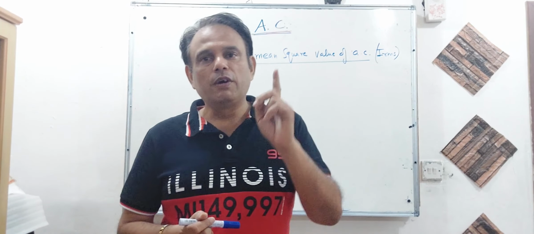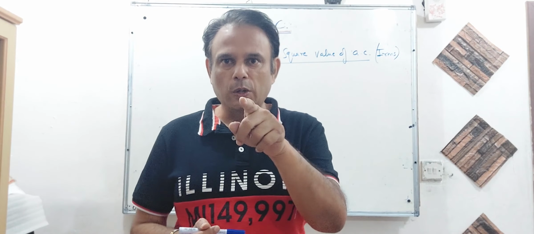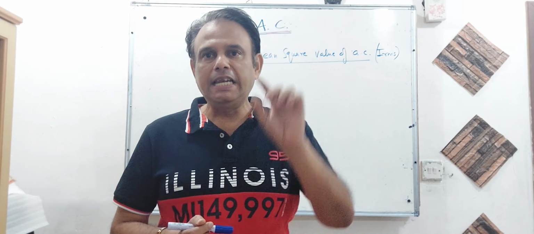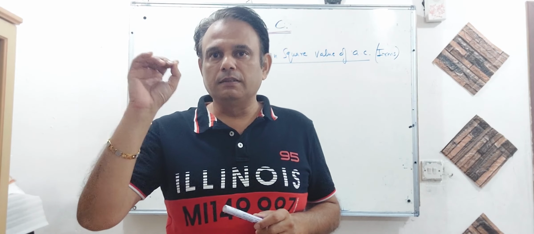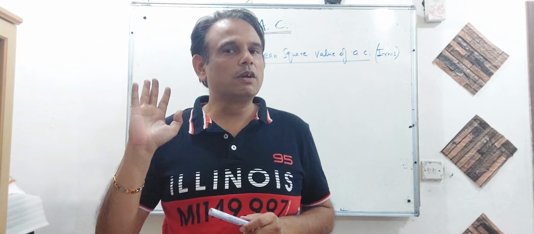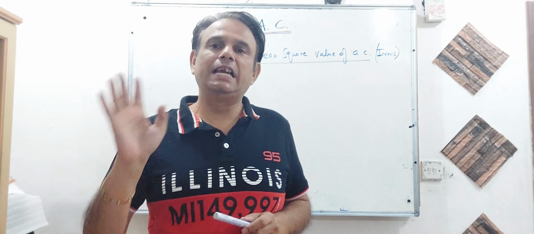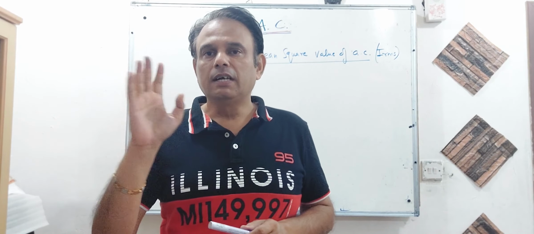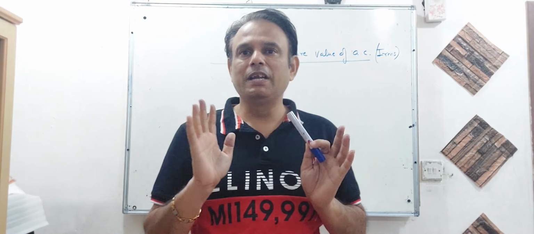RMS value or virtual value of AC in numericals, the most important thing, note down. Whenever a numerical is given in this chapter, with any current mentioned, a current of 3 ampere, that means it is the RMS value. Always it is the virtual or RMS value. If they mention peak value or current amplitude, then it is I0. If nothing is mentioned, only the value is given, a current of 3 ampere flows in a circuit, so it is the RMS current. Remember in your brain.